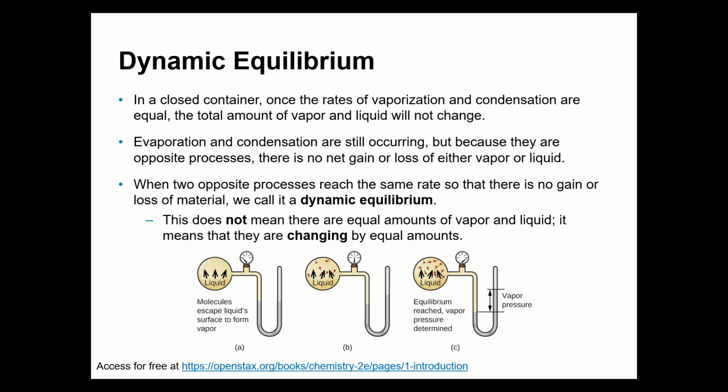So when you have the rate of vaporization and condensation occurring at the same pace, then you have what we call equilibrium. So there's no net gain or loss of either a vapor or a liquid. It doesn't mean that there are equal amounts of the vapor in the liquid, and it doesn't mean that the process stops of changing between a liquid and a vapor. It just means that the rates are the same. The rate of vaporization and the rate of condensation are equal. And so we have what we call dynamic equilibrium.